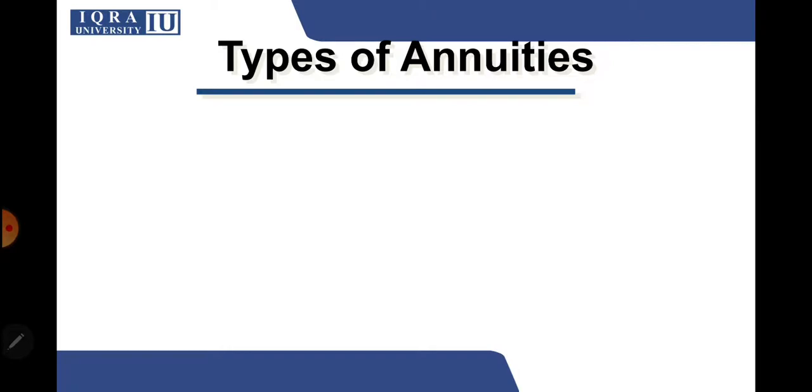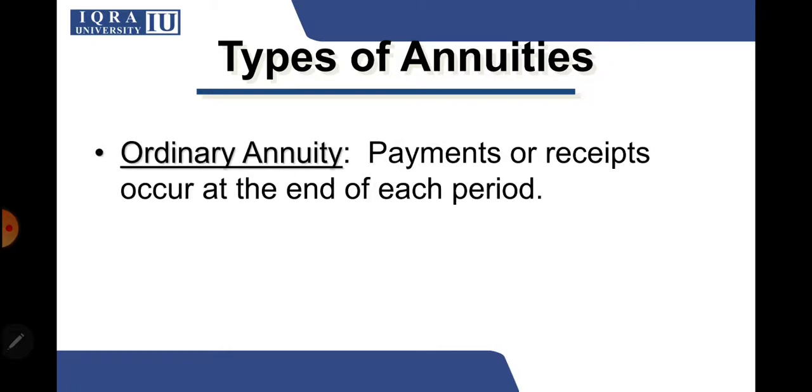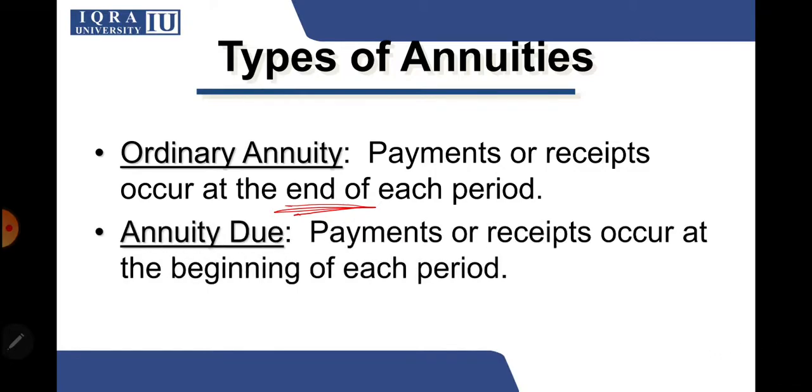Now there are 2 types of annuities. One is ordinary annuity. In ordinary annuity, the payments or receipts occur at the end of each period, whereas the other type of annuity is an annuity due. Over here, the payments or receipts occur at the beginning of each period. So the only difference between both of them is that in one the payments are coming at the end of the year and in the other they will come at the beginning of the year, if the annuity is yearly.